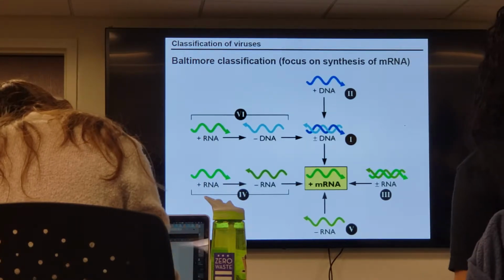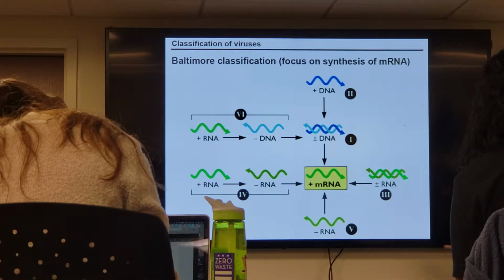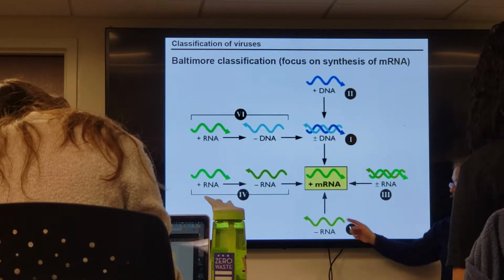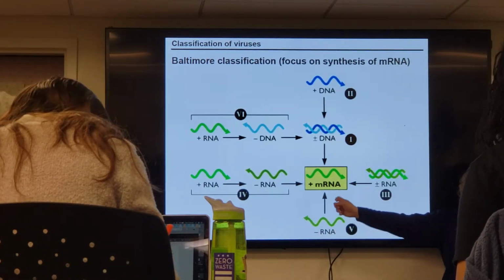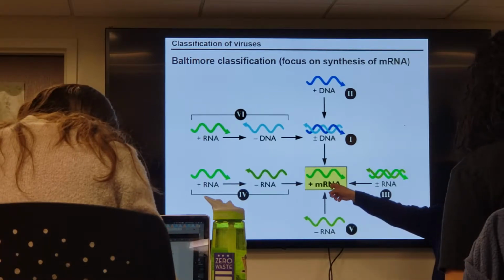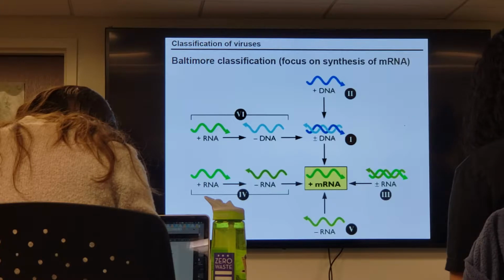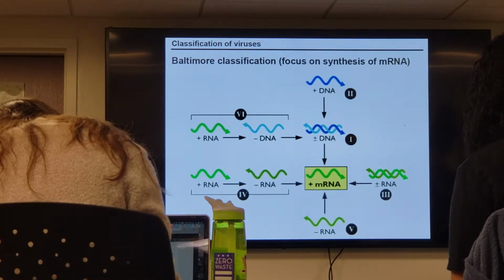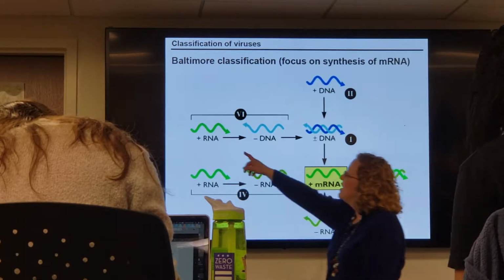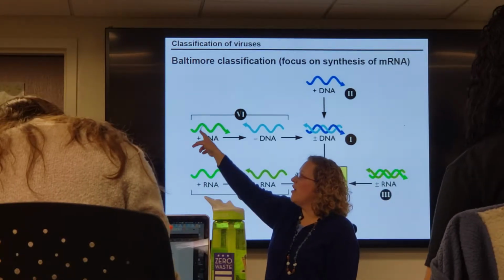All right, class 5, those are our negative RNA viruses. So again, we know we just make the complement of our negative sense strand, we get our positive sense strand. Class 6, these are our retroviruses. Class 6 here, sorry. So these are our positive sense RNA viruses.